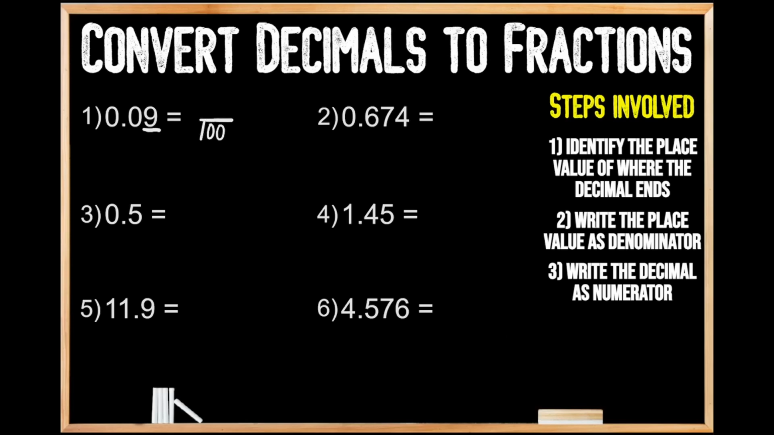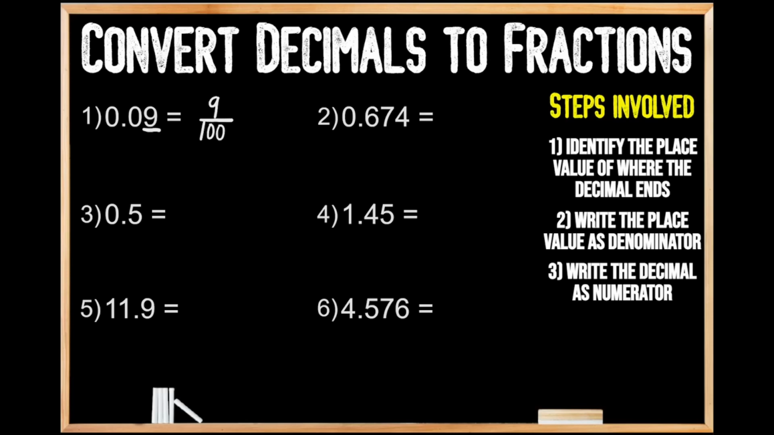Now for step number 3, we're going to write the value of our decimal as our numerator. For this problem, the decimal has a value of 9, so we're going to have 9 for our numerator, giving us a fraction of 9/100ths. Anytime you're looking to convert a decimal into a fraction, you're going to write a fraction where the value of the decimal is over top of its place value.